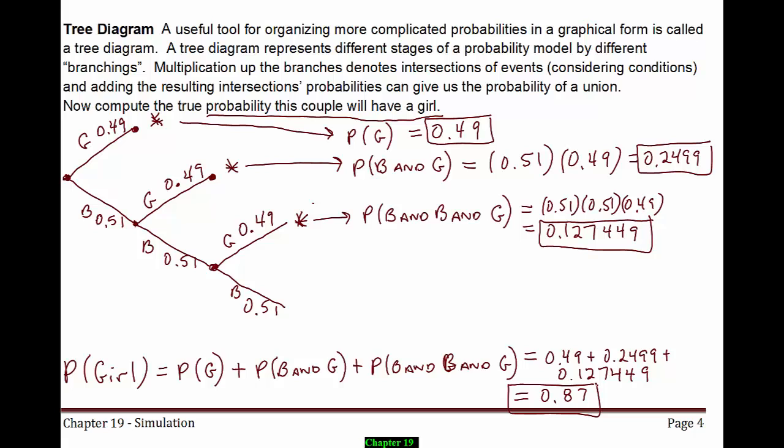So now you have the tools to compute the true probability rather than simulating this event. The probability of having a girl under this birthing scheme is 87%. Notice that when we did our simulation, even though we only had 9 repetitions, we got fairly close to it, 78%.